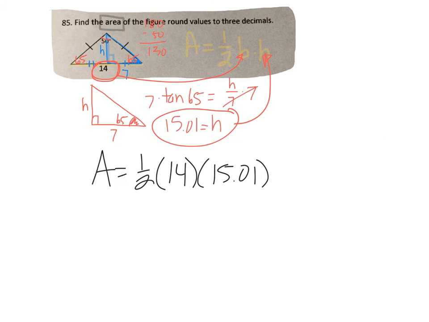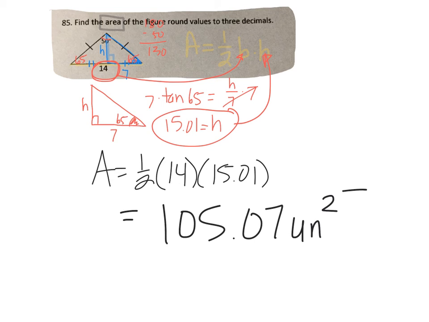Let me put this into my calculator. 0.5 times 14 times 15.01 is 105.07 square units for the area.